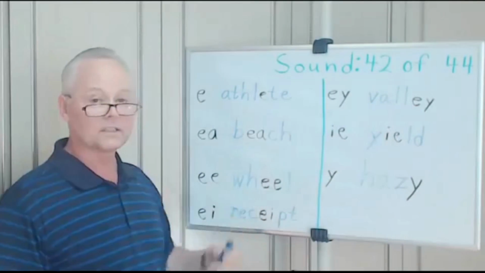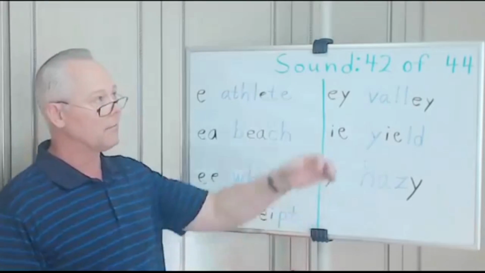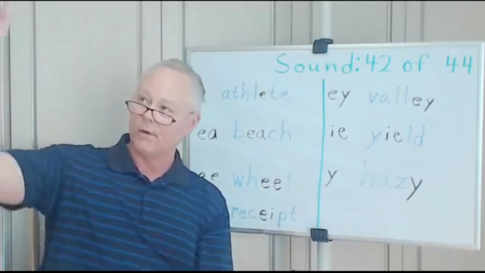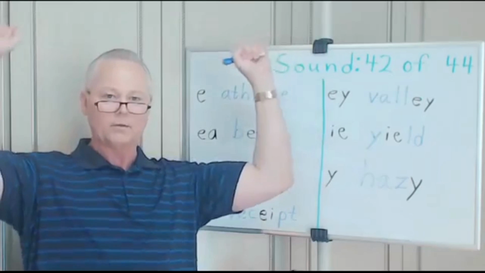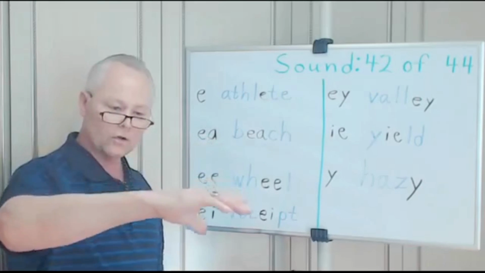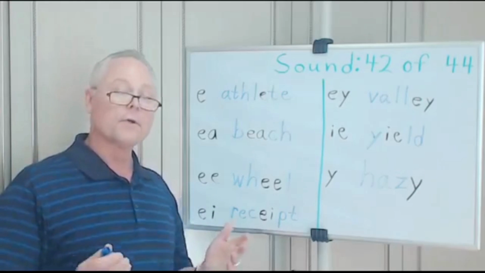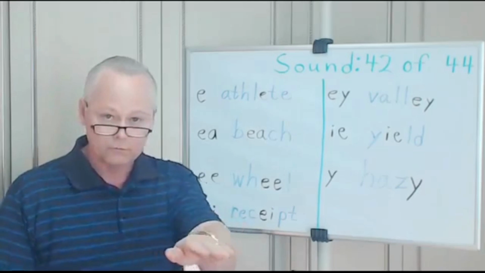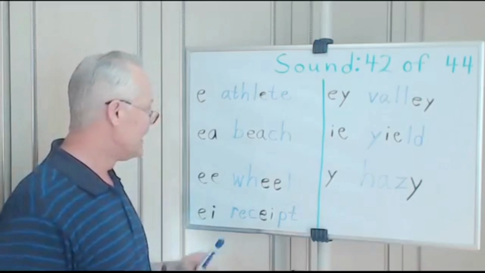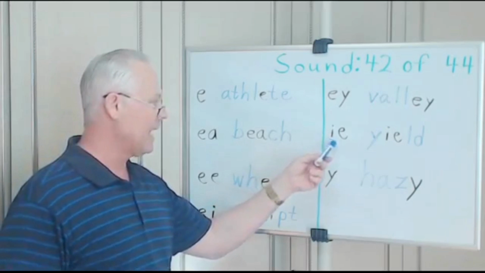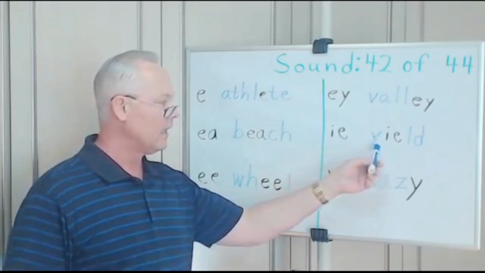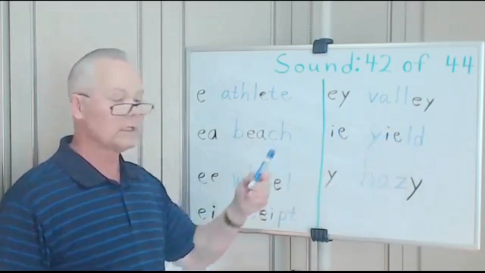Valley. What's a valley? Well, you have a mountain over here, you have a mountain over here, and many mountains behind them. The low ground between the mountains is called a valley. Frequently, there'll be a river going through the valley. We have IE, yield. What does yield mean?